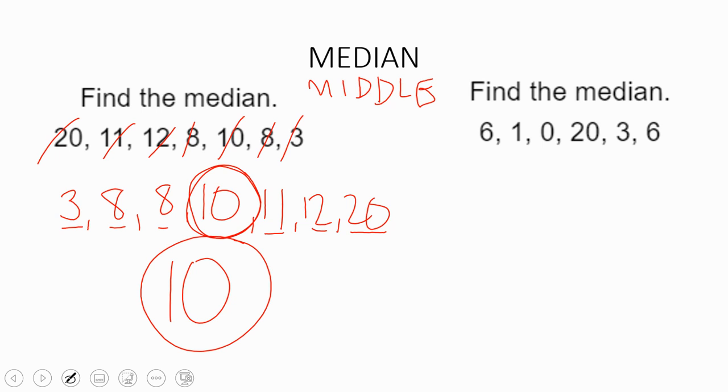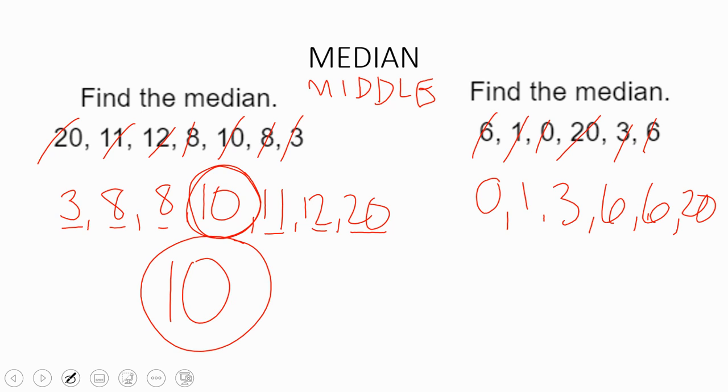Now here's what happens when you have an even amount of numbers. First thing I'm going to do is order them least to greatest. Oops, I already messed up. Forgot about the 1. Right, and then same thing. So we have 0 and 20, 1 and 6, and then if you notice here, 3 and 6 are in the middle. So what you need to do is find what number is in the middle of 3 and 6. Well, you could just do 3, 4, 5, 6, right? And halfway between 3 and 6 is 4.5.